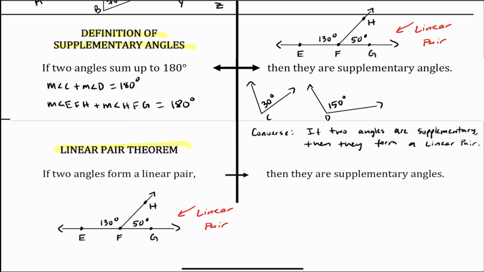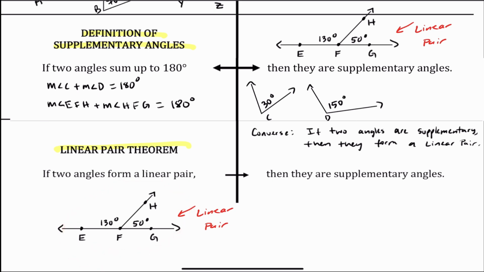Now the question here is, is the converse of the linear pair theorem true? If false, provide a counterexample. The converse is if two angles are supplementary, then they form a linear pair. So assume the hypothesis is true. Two angles are supplementary. If two angles are supplementary, does it strictly mean they form a linear pair?